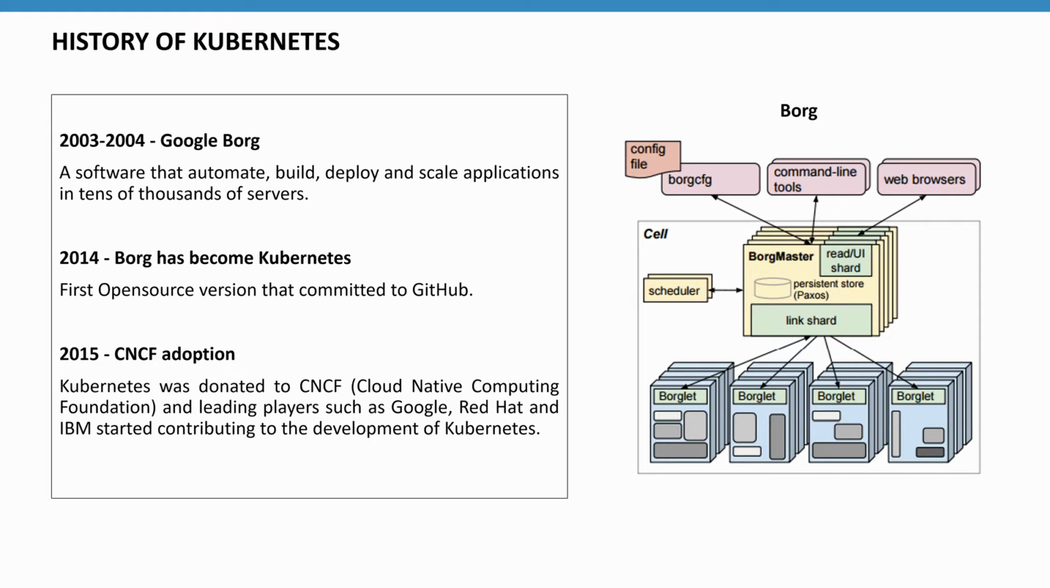Look at the diagram on the right side. It's the oldest diagram from Google. It explains the Borg architecture.